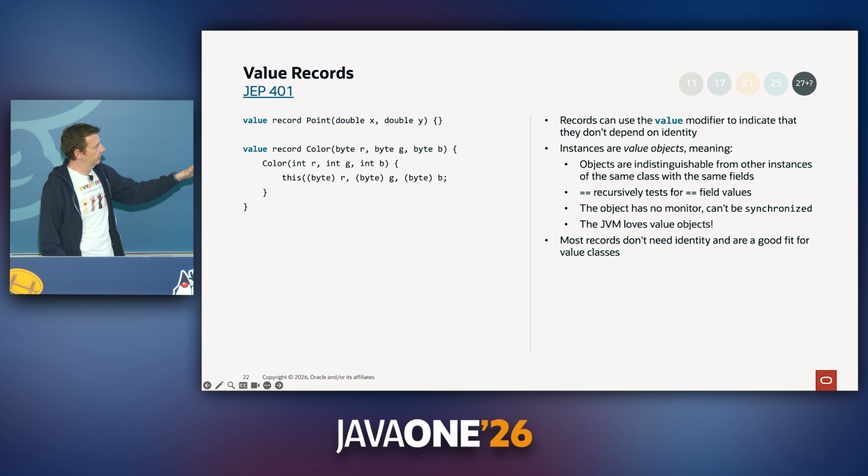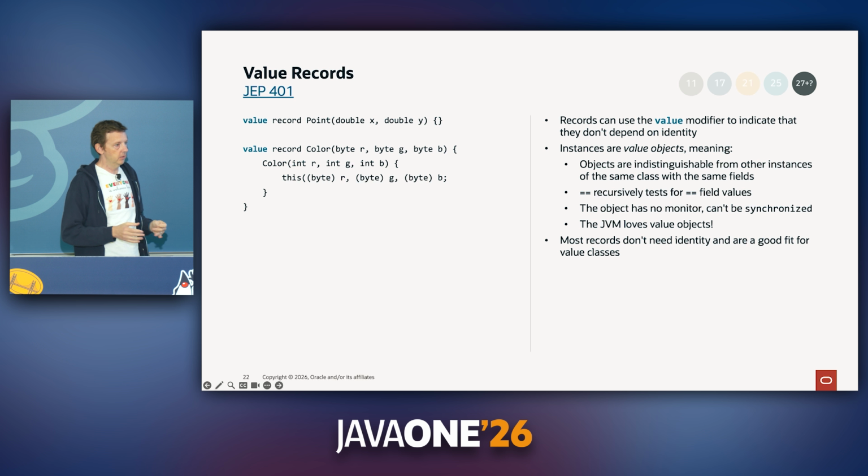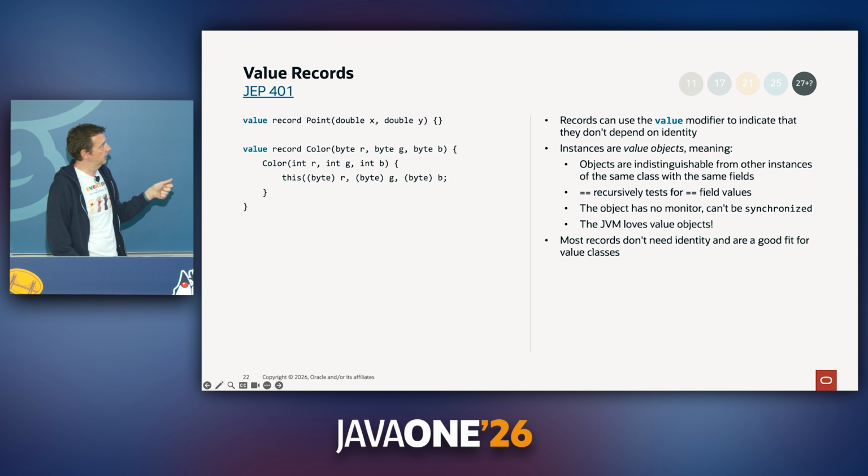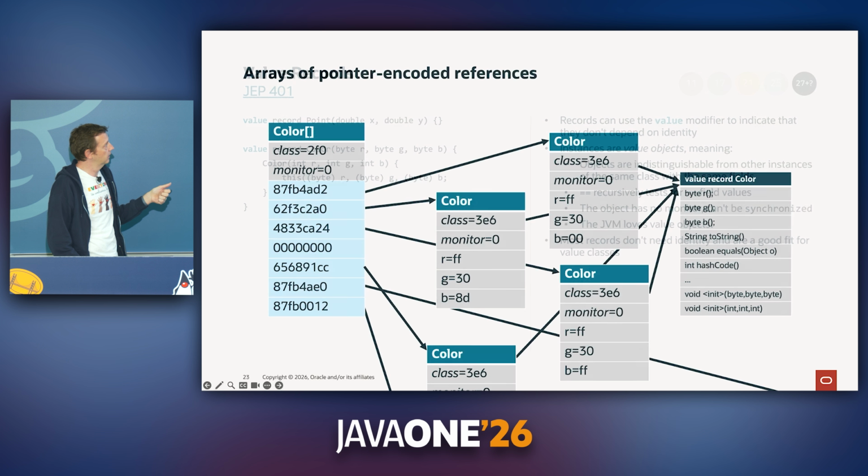And the JVM loves value objects. I've got an illustration of that on the next slide. But there's a whole world of optimizations the VM can do if it knows this is an object that doesn't have identity, and I am free to just strip it down to field values and rearrange those however I like. Most records don't need identity, so most are a good fit to be declared as value records.